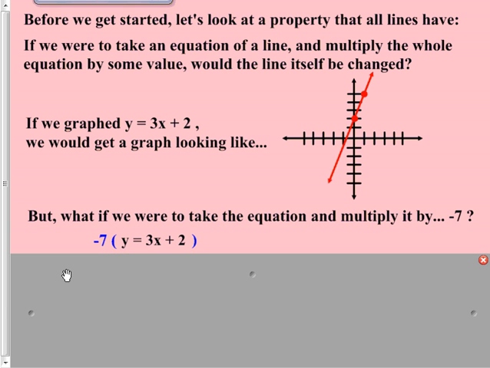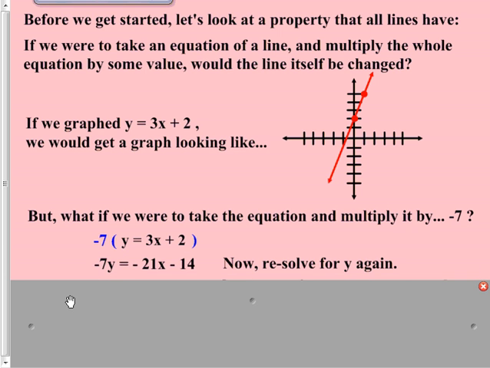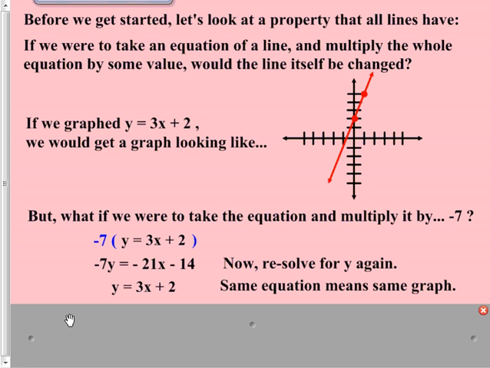If we take y equals 3x plus 2 and we multiply it by the -7 that we just talked about, what we would end up with is -7y equals -21x minus 14. Now if we were to take this equation and again solve for y, which would involve dividing the entire equation by -7 so that we could isolate y again, look what happens. We end up with the original equation before we messed with it, y equals 3x plus 2.